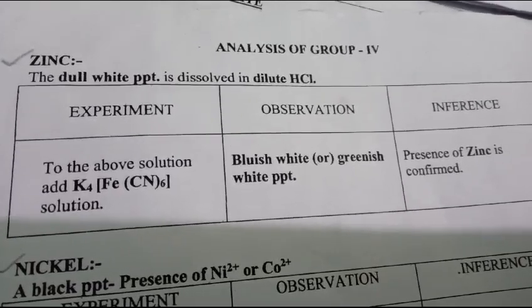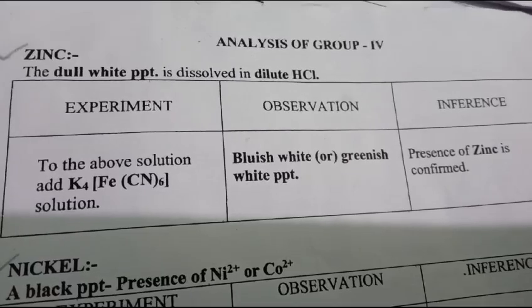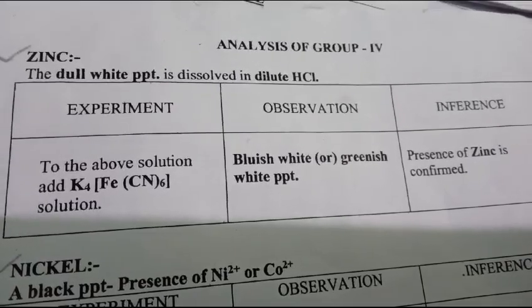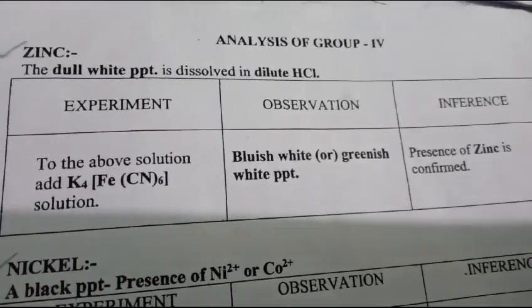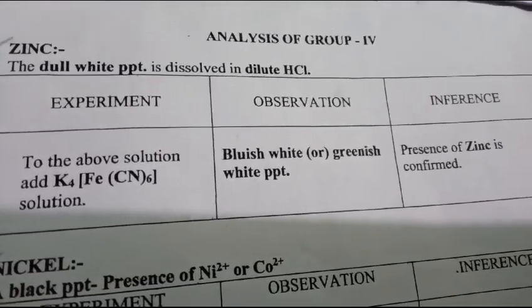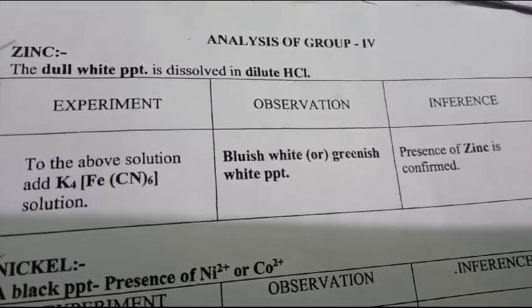Then after dissolving, add K4Fe(CN)6 solution. You will find a bluish white or greenish white precipitate. Okay, then that means zinc is confirmed. Presence of zinc is confirmed.